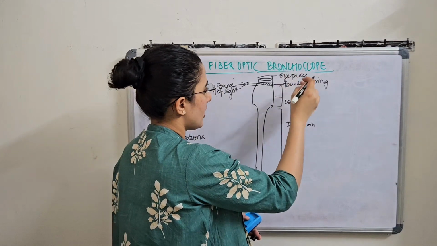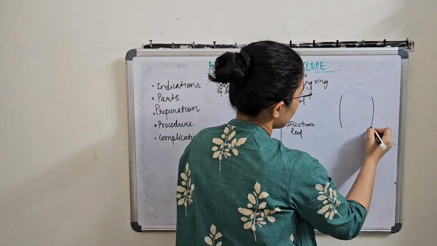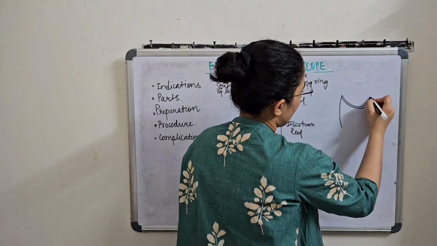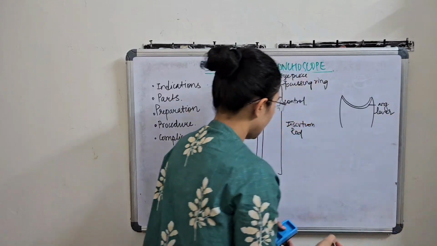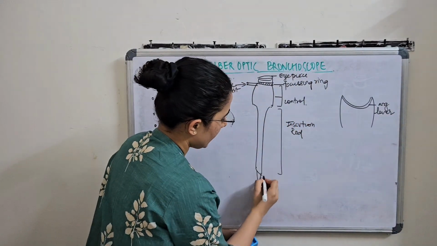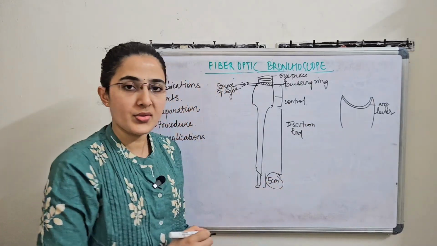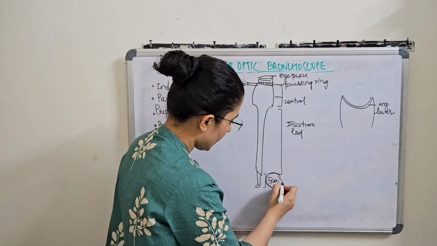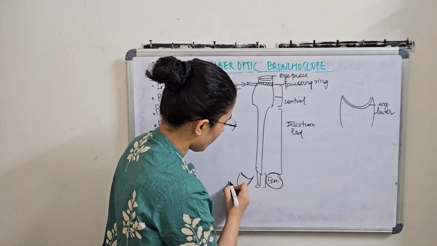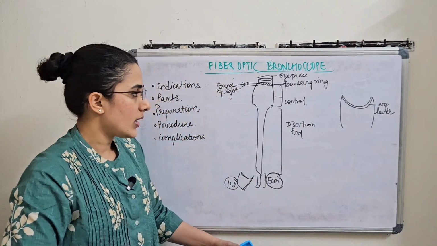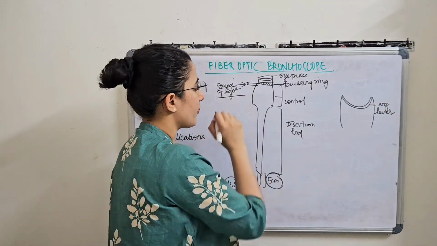When we come to the control section, let me magnify it. The control section has an angulation lever. It is used for flexing and deflexing the distal 5 centimeters of the fiber optic bronchoscope, a total of about 120 degrees. That is the angulation lever. Then I discussed that we also have a source of light.